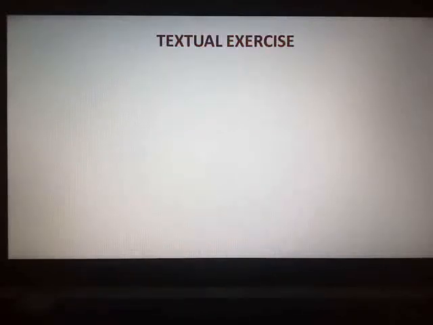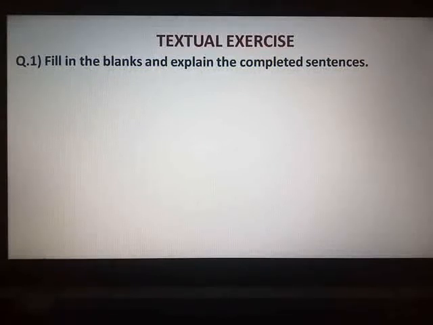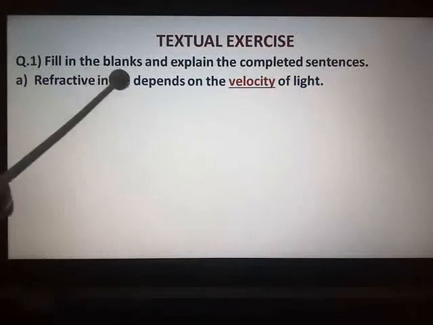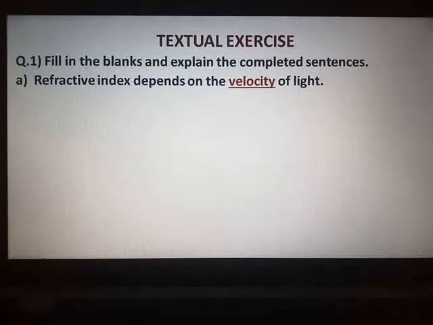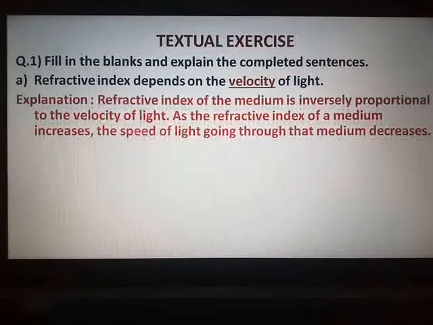Question number 1 we have already completed yesterday. Let us go through it very quickly. Fill in the blanks and explain the completed sentences. Refractive index depends on the dash of light. This all we have discussed. So let us go through it very fast. It depends on the velocity of light.